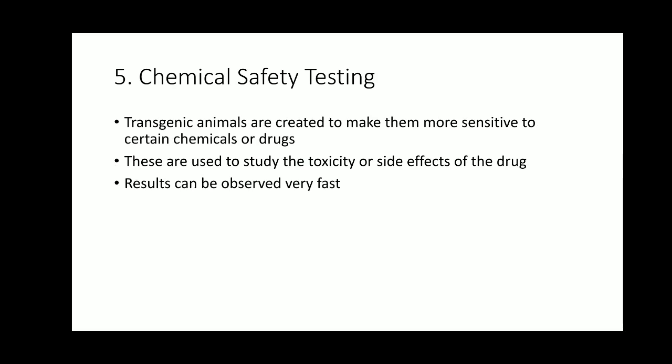So these are some of the advantages of transgenic animals. One is to study normal physiology and development, another is to study diseases as well as production of biological products, and vaccine safety testing, as well as chemical safety testing. These are some of the advantages of transgenic animals produced using genetic engineering techniques.